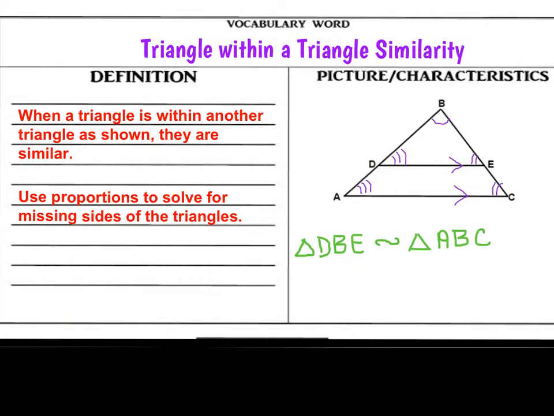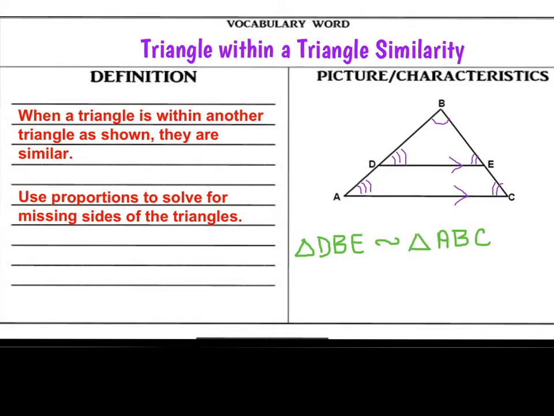Okay, first thing we need to talk about is what happens when triangles are within other triangles, like this. See this smaller triangle is inside this larger triangle, ABC. Well, when that happens and the two sides here are parallel and they share this angle, it turns out that the two triangles are similar.